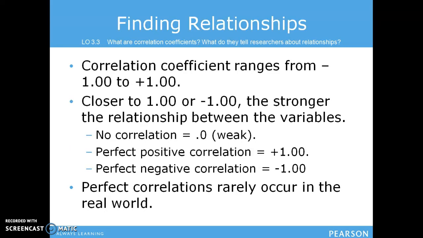Now with these, don't worry too much about the numbers, but negative 1.0 or positive 1.0 represents 100%. That means if you get a correlation coefficient of 1.0, these two variables are absolutely 100% related, and they're very, very strongly related. Now if it's 0, on the other hand, they're not related at all.